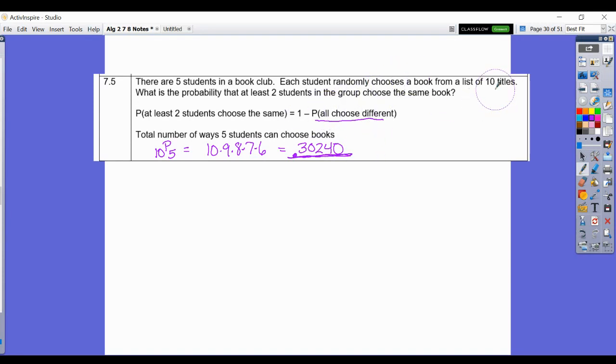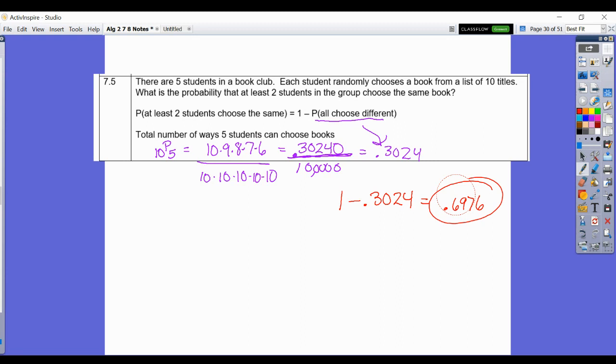The reason I put the point there is because to turn it into a probability, we need to know how many different options there were. Well, there were 10 options every single time. 10 times 10 times 10 times 10 times 10 for the 5 different ones. So it's 10 to the 5th. That's where the decimal came from. 0.3024 is the probability that they all chose different. So for my final answer, I just have to do 1 minus that number. So the probability is 0.6976. That would be the probability that at least 2 chose the same book.